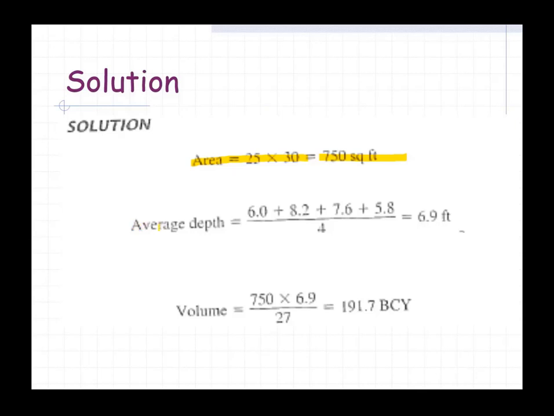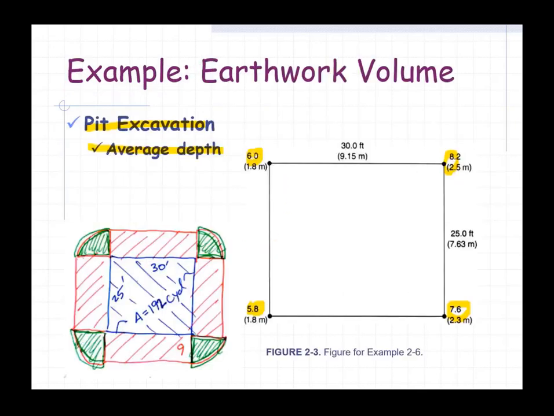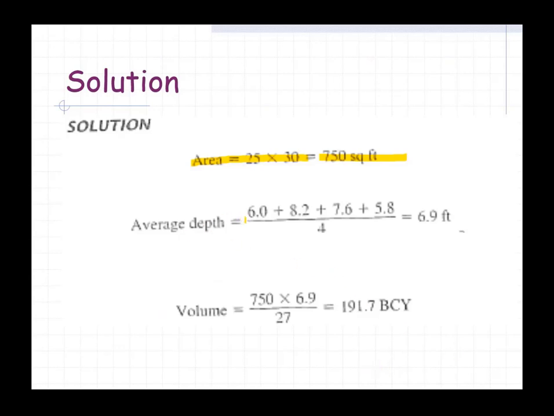The average depth is based upon those four corners of the excavation. Averaging those four corners gives me an average depth of 6.9 feet. So my computed volume in that shape is my surface area, 750, multiplied by the average depth, 6.9. If I convert that from cubic feet to cubic yards, I can divide by 27, and that gives me about 192 cubic yards in a bank condition, existing soil.